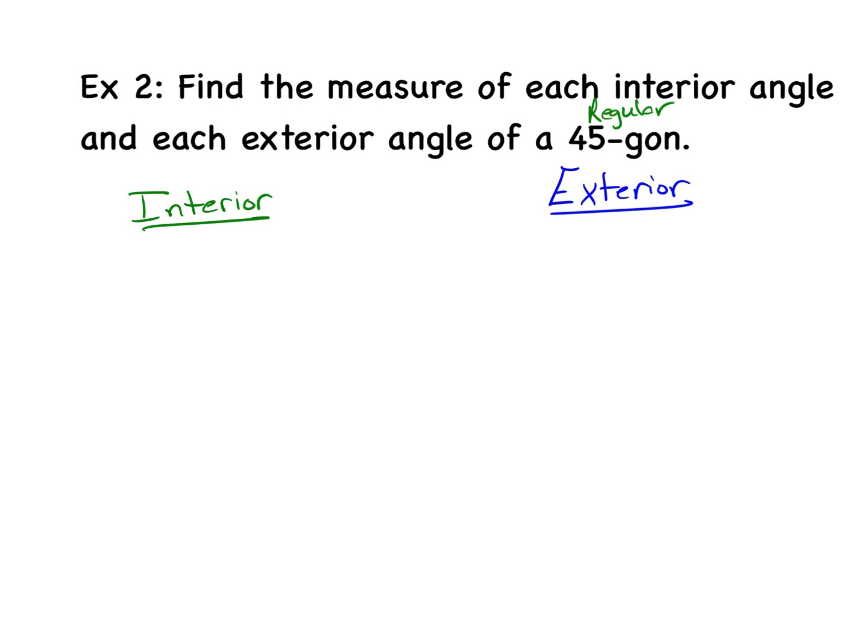So a regular polygon means that it is equilateral and is equiangular. What does equilateral mean?